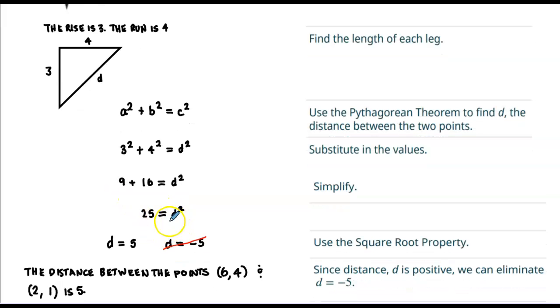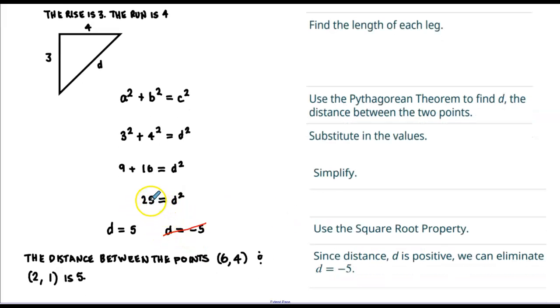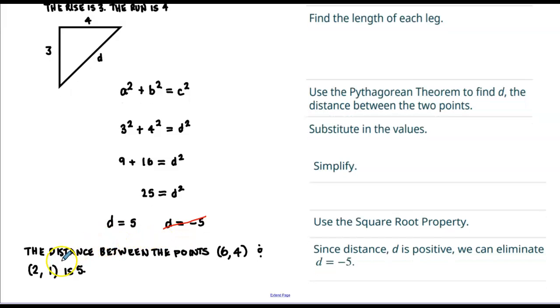Then we need to ask ourselves, using the square root property, what do we have to square to get 25? There are 2 numbers that we can square to get 25. One of them is positive 5, one of them is negative 5. When we talk about distance, we do not include negative values, so we cross out the negative value, and we can say that the distance is equal to 5. So the distance between the 2 points, (6, 4) and (2, 1), is 5.